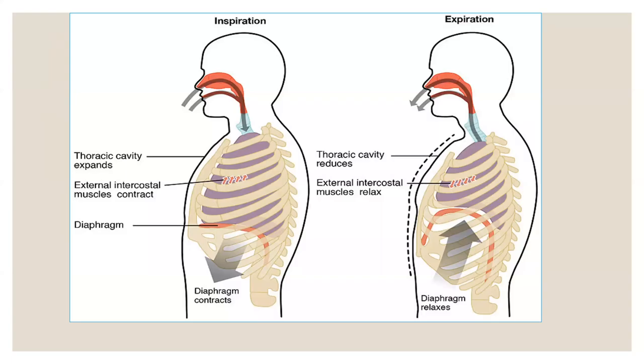So the mechanical process of respiration involves movement of air into and out of the respiratory system. As you can see here, what happens during inspiration? The diaphragm is going to contract. You can see it's going to go down. The diaphragm pushes down when you take a breath in. In expiration, the diaphragm is going to move up to push that air out. This is just a little visual for you.